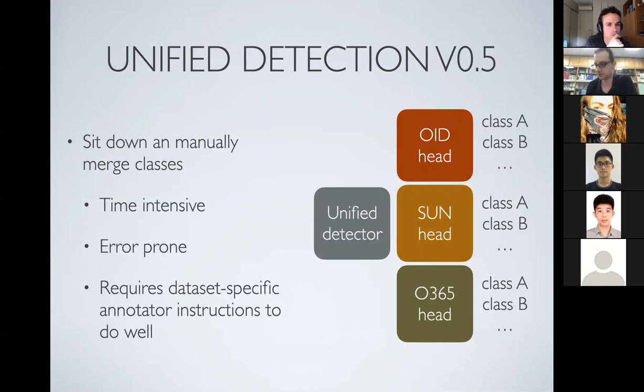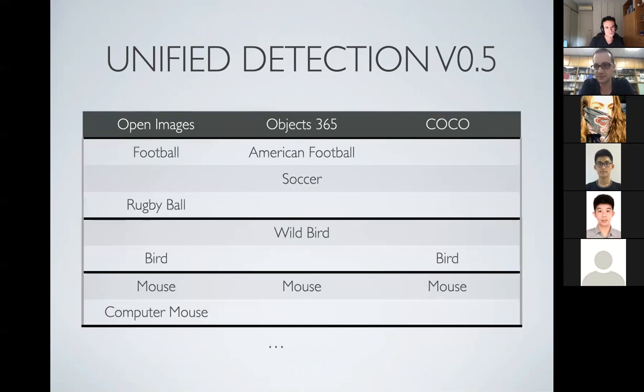It's very error prone, which I'll show you in a moment. If you want to do this right, you need to know what the annotators of each individual dataset were asked to annotate before they went in and annotated these objects. One good example of why you need to know this: somebody else did collect a common taxonomy between Open Images, Objects365, and COCO.